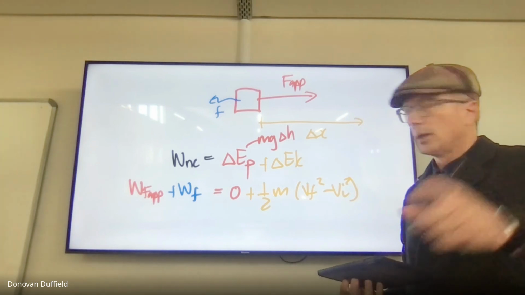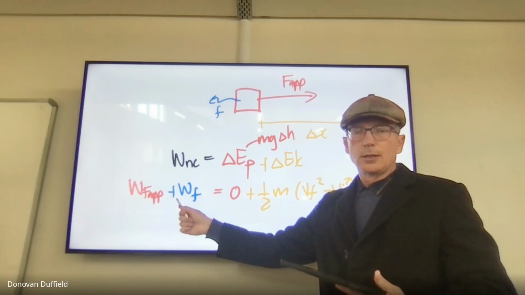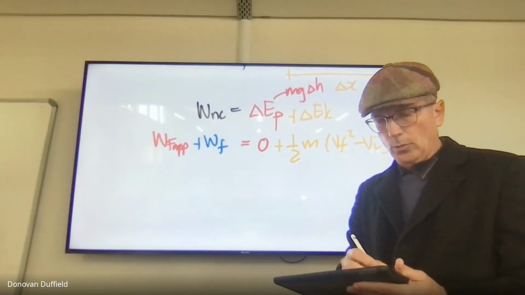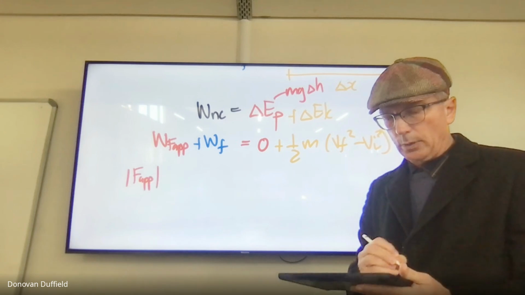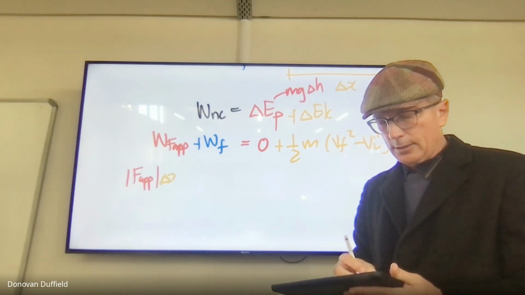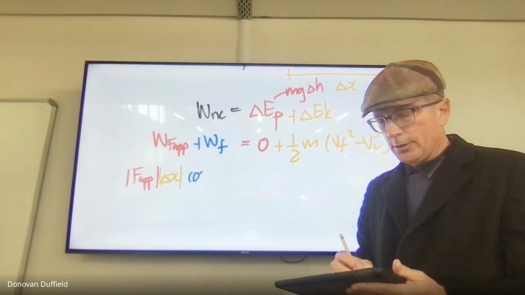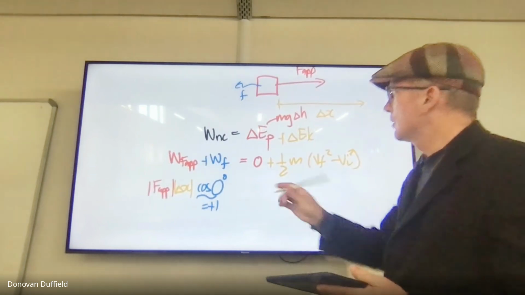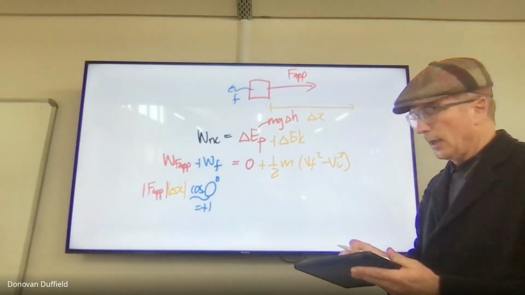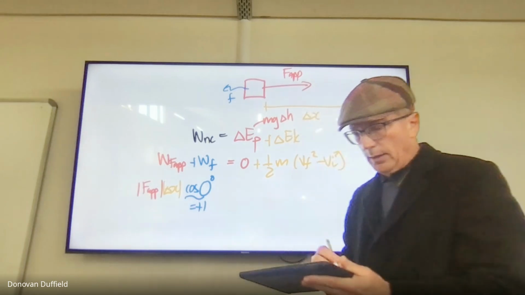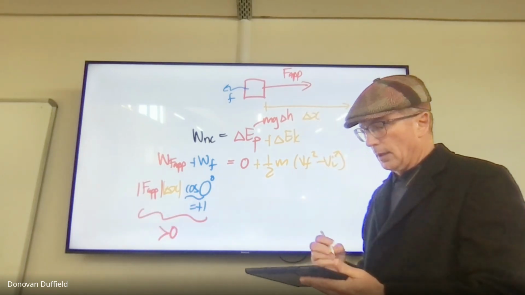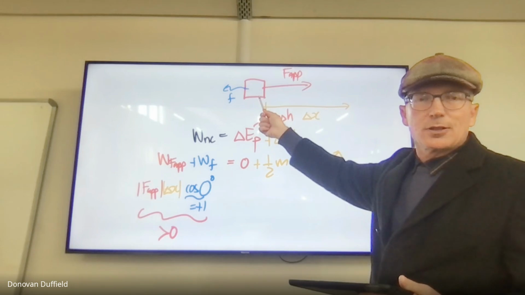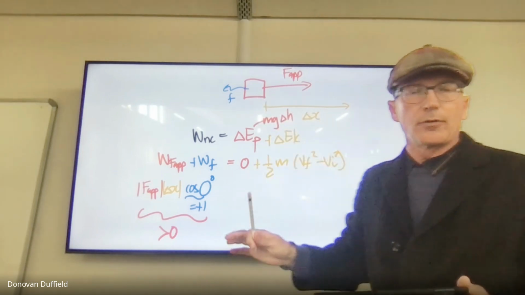But now, you must be careful, because when you add, you're actually subtracting, and this can confuse learners. Let me show you why. This is the magnitude of force applied, delta x magnitude, cos 0 degrees, which equals positive 1. You see, the work done by the applied force is positive. This is going to be positive because it's adding energy to the object, because it's applying a force in the direction of the motion.